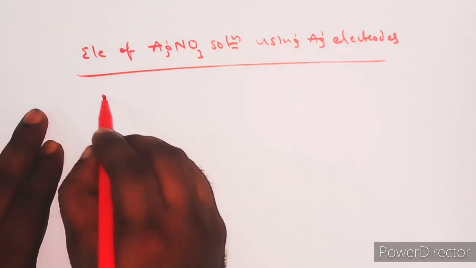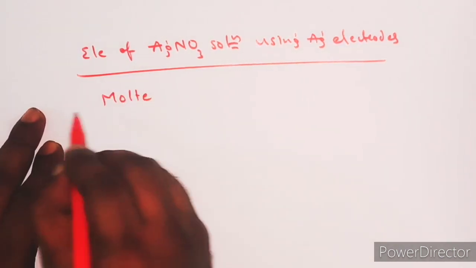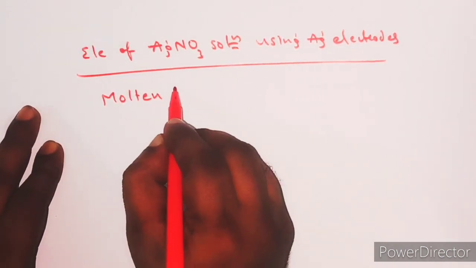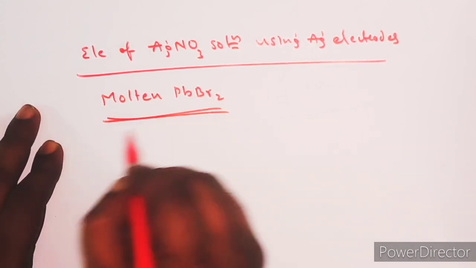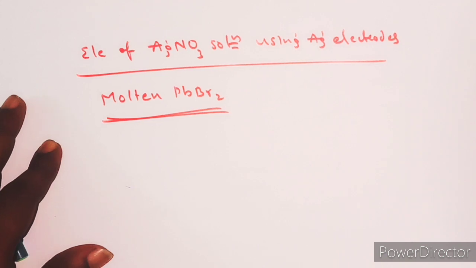Also, if you have time, practice this one also. Write the electrolysis of molten lead bromide. Can you write the products at the anode and cathode electrodes? Hope you can write.